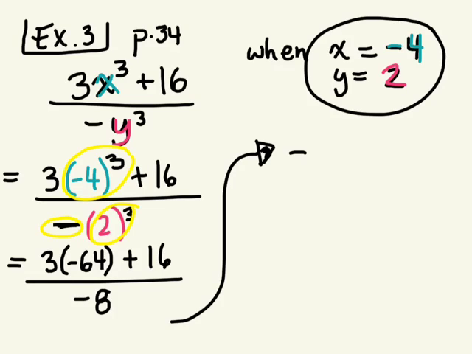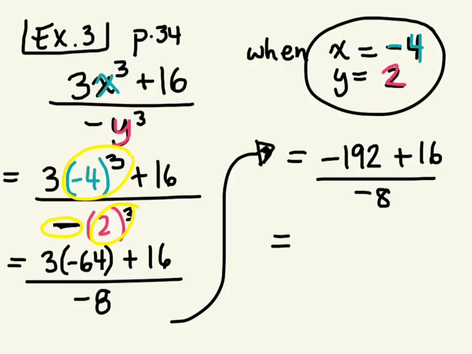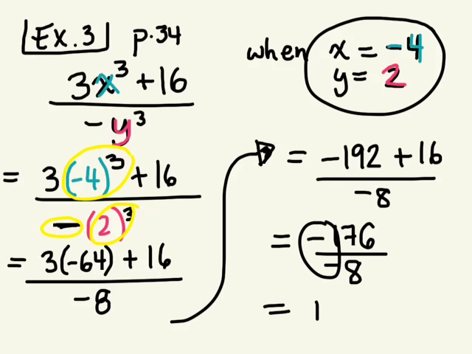Good. What's 3 times -64? -192 plus 16 divided by -8. Simplify this. It equals 24 plus 2. Okay, simplifying the numerator, it becomes -176, all divided by -8. 2 negatives make a positive, 176 divided by 8. Raise your hand if you got 22.